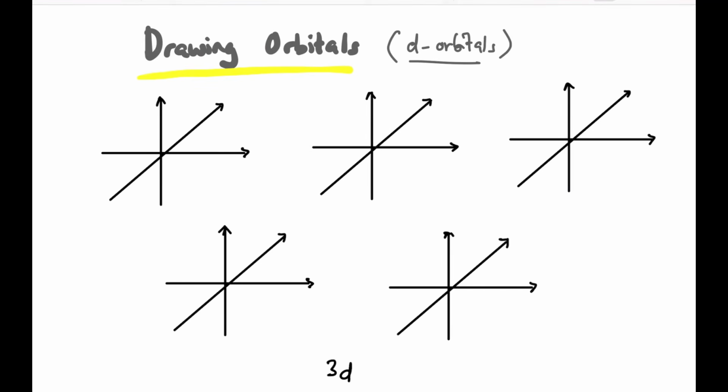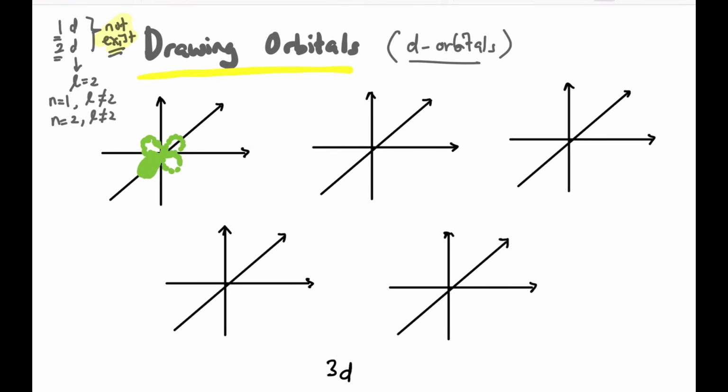Last but not least, mari kita belajar d-orbitals. Okay, kita sudah siapkan dia punya axis. Before that, 1d dengan 2d not exist because of the same reason. n equal to 1 or 2, L tidak boleh lebih besar daripada n kan? So tidak boleh lah, tidak wujud. So kita terus pergi 3d. So 3d, bentuk orbital dia adalah clover leaf, kelopak bunga. Ada 4 kelopak. So lukis seperti ini, yes.